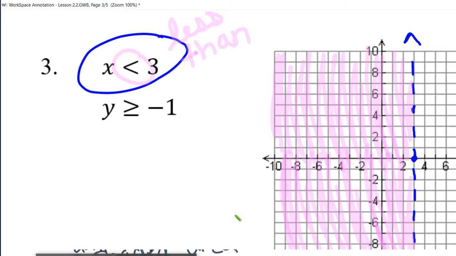Now your first shading needs to be very, very light. Don't go crazy with it. This first shading, shade it light, because we need to be able to tell where the shading overlaps.